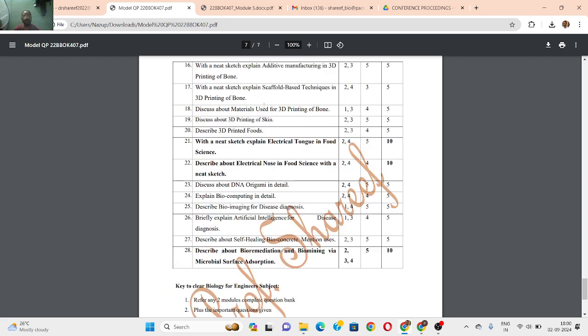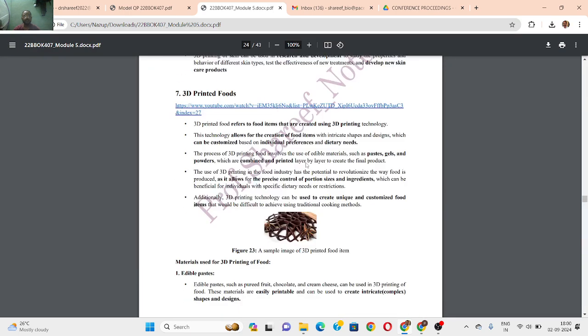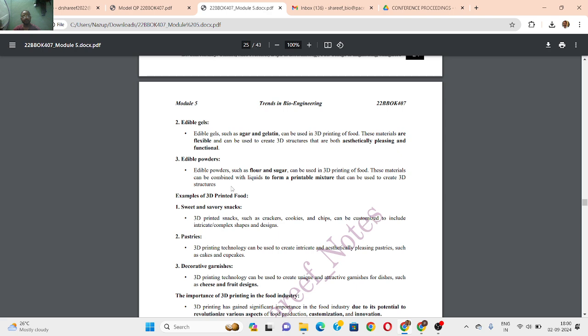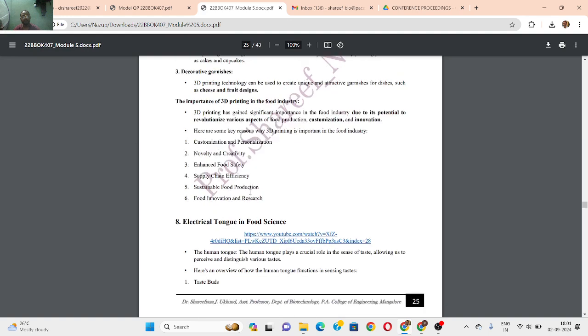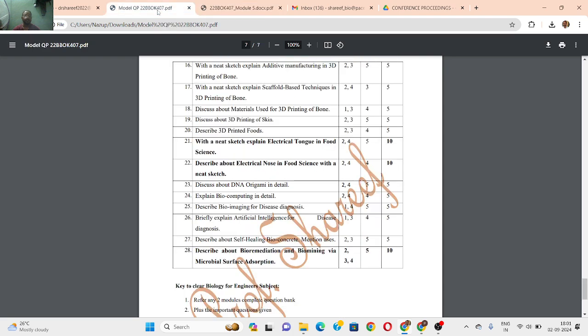Next, we are having 3D printing of foods. For 3D printing of foods, we have 3D printed food items like chocolates, edible pastries, and edible gels. All these three examples are there. With that, 3 examples of printed foods you can also use, like pastries, sweet and savory snacks, and decorative garnishes. All these things you can write for 5 marks.